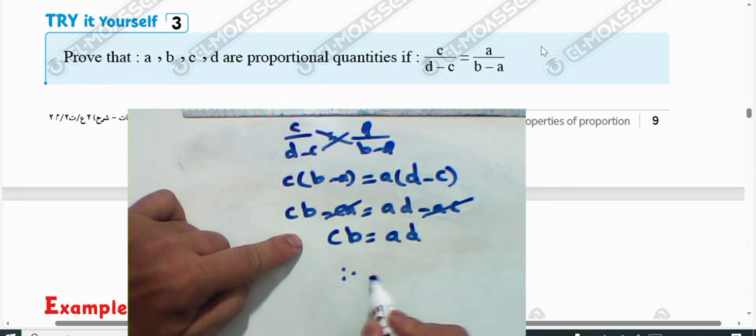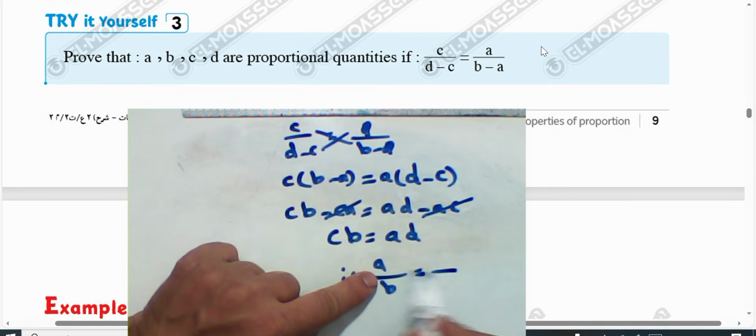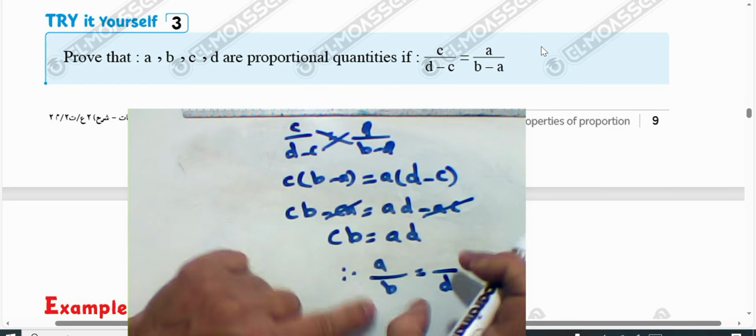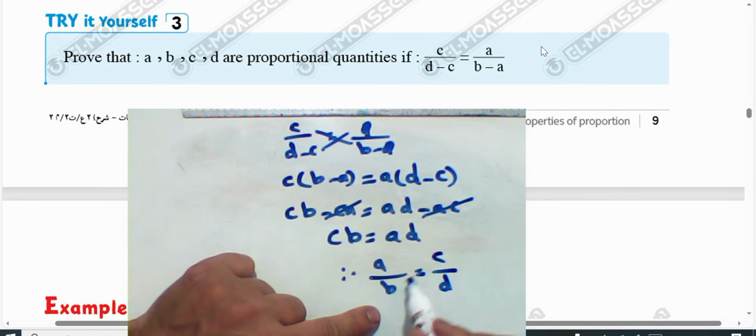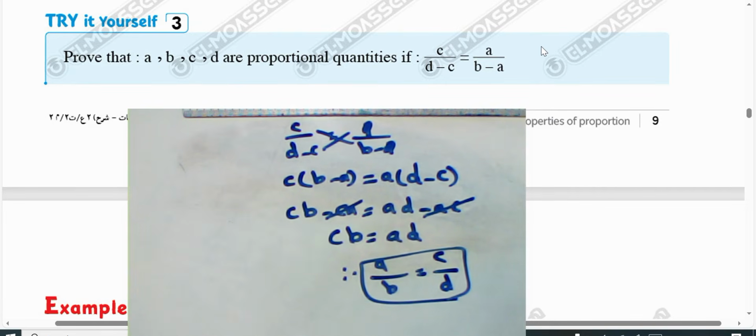You can write the ratio between a and b. A here times d. Okay, write d down. A times d will be the extremes, and b times c. Then a over b equals c over d. Then a, b and c, d are proportional. You can write the last step here.